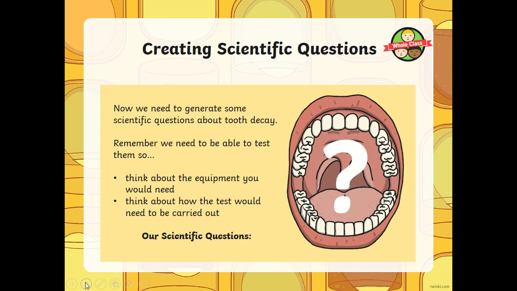Now we're thinking about the sort of things that we drink. So what could we test? We're thinking about the different types of drink that we enjoy, and we want to see what effect they might have on our teeth. So we're thinking along the lines, are they good for our teeth? Are they bad for our teeth? You know, some drinks contain a lot of sugar, don't they? Some don't contain any sugar. Which ones would be better for our teeth? So we're going to have a think about that and what we would need. So I'm going to give you some ideas.